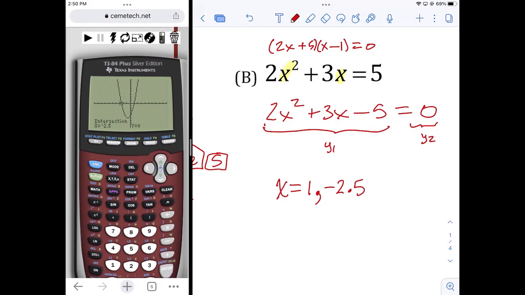Too easy? You still working? What's that? You didn't get 1 and negative 2.5? You have to make sure you type it in correctly. I didn't put the -5. Oh, -5, yeah, you had to add it before the 0.